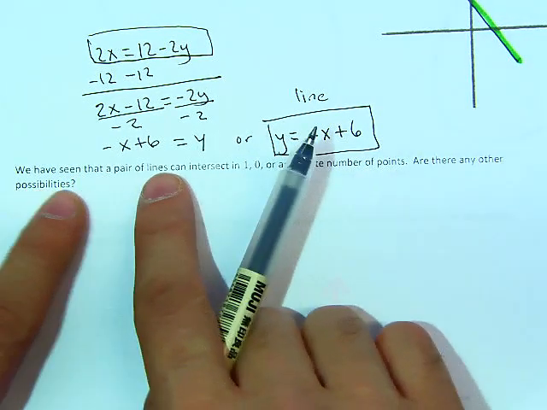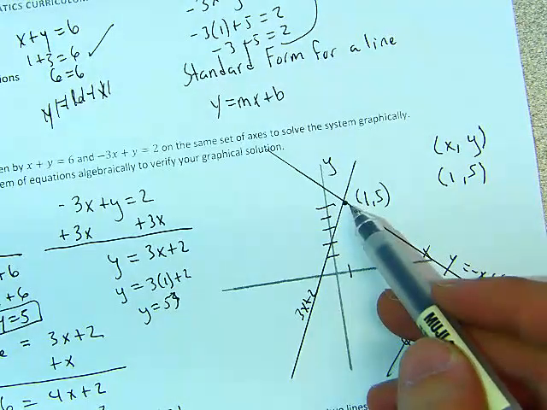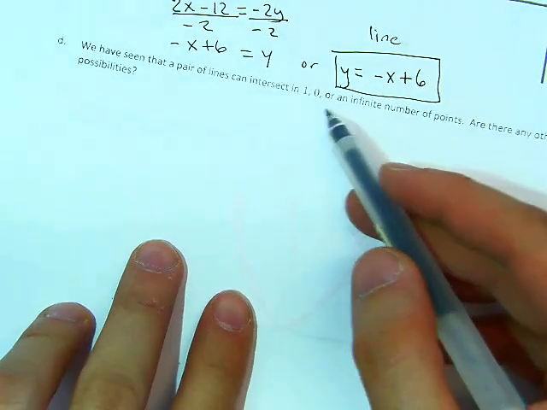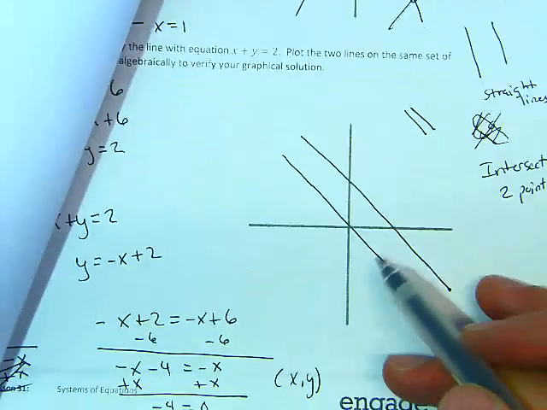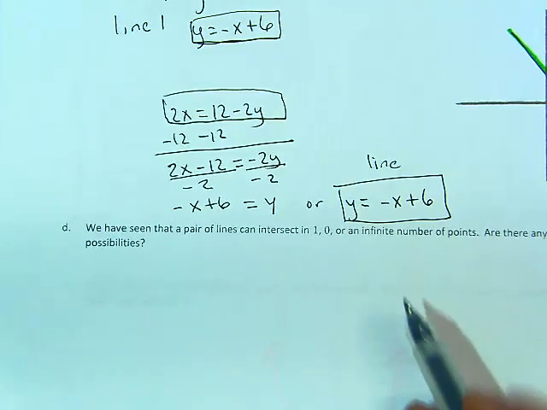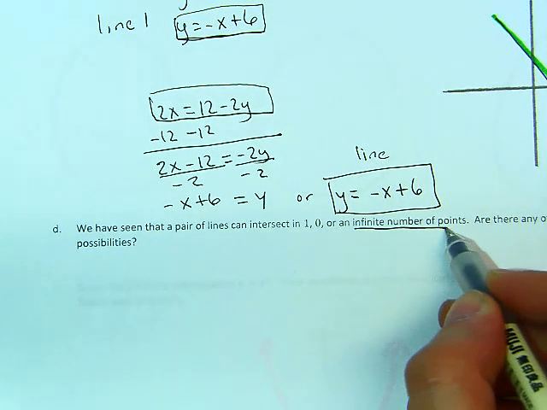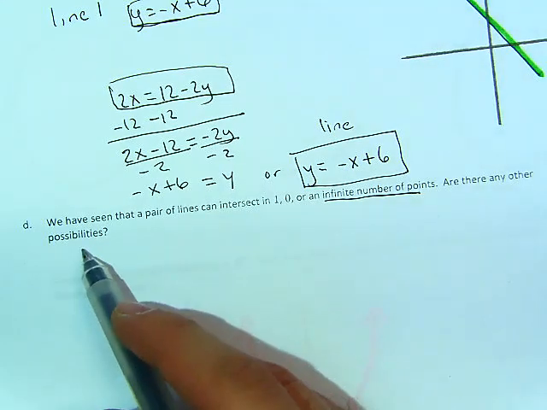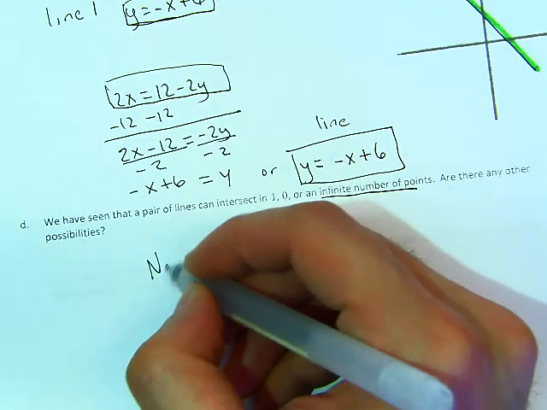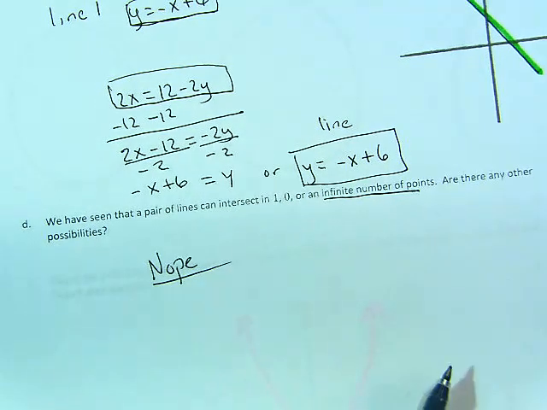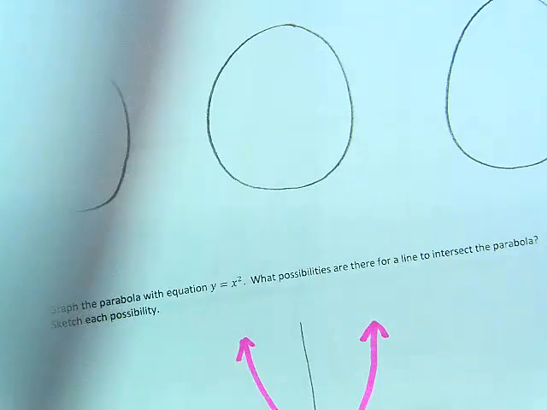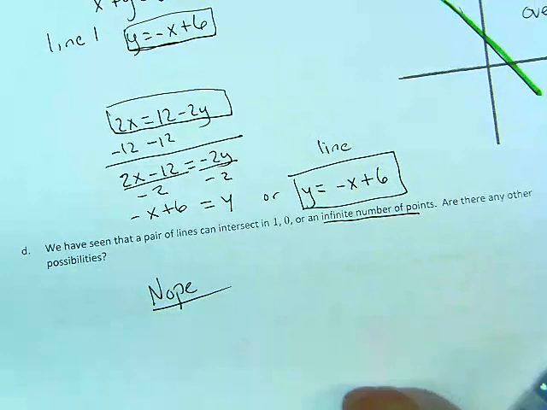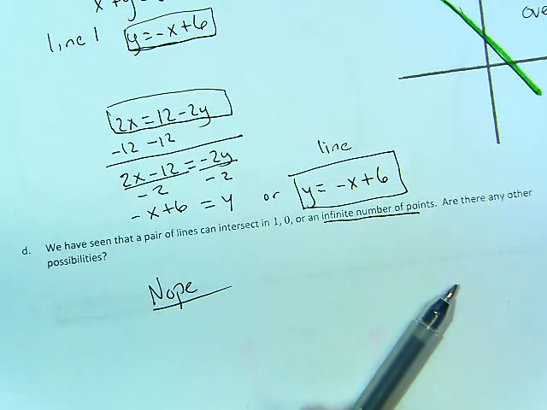So that is what this is saying. We have seen that a pair of lines can intersect at one point. It could hit at 0 points, or it could hit at an infinite number of points, such as this. And are there any other possibilities? Nope. There are not. Okay? So that will do the first section here. This is just a general idea of what's going on. Okie dokie.